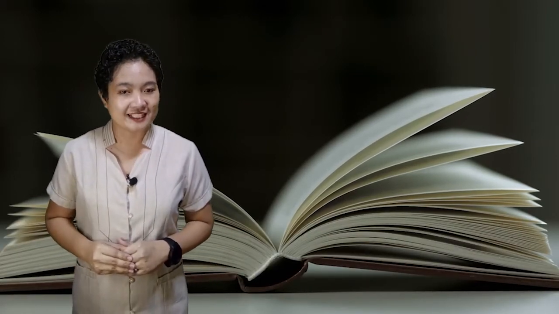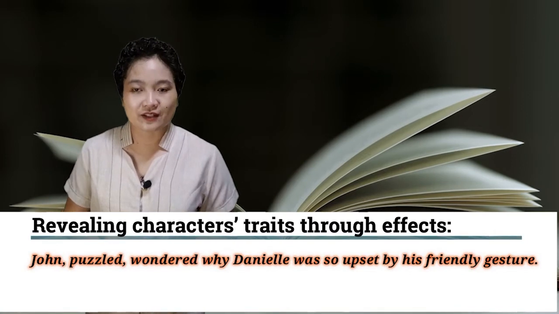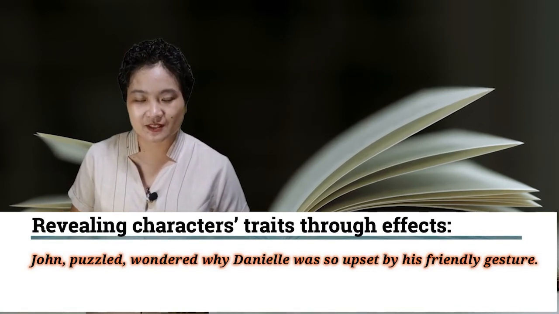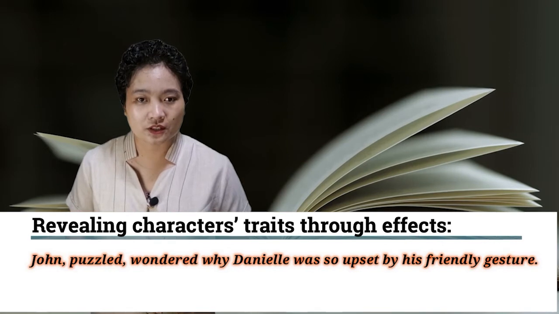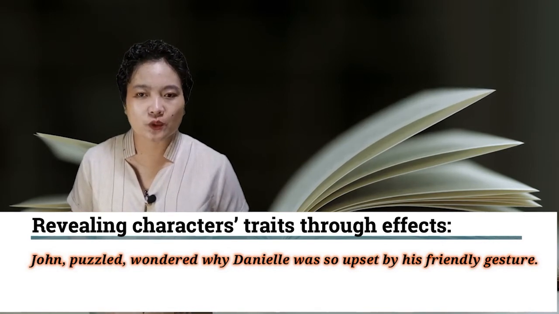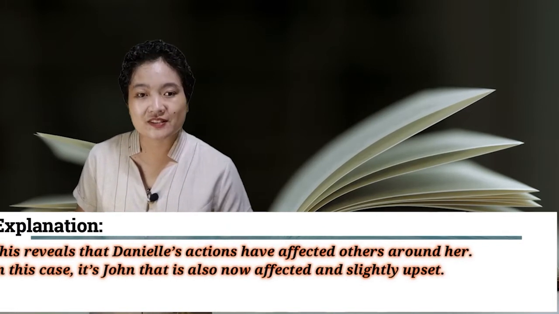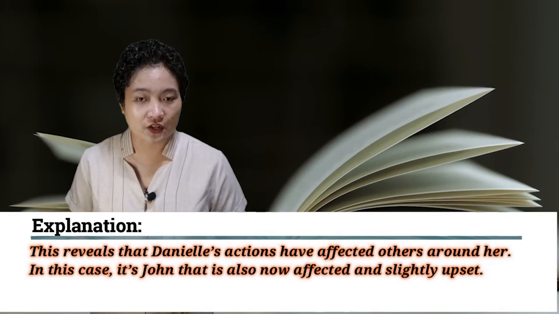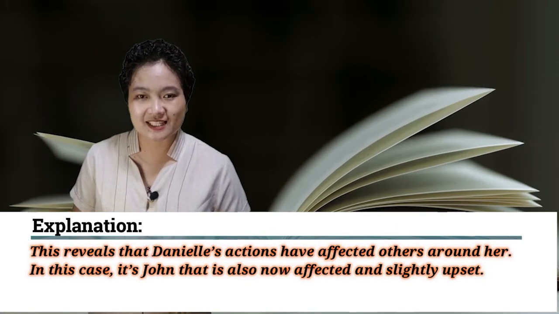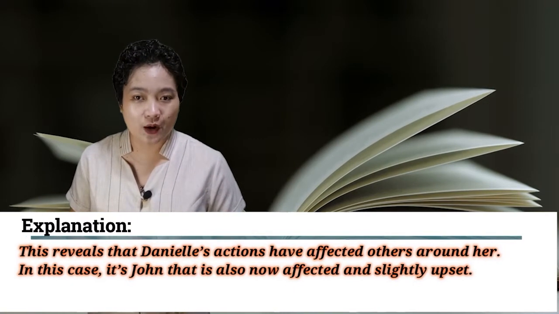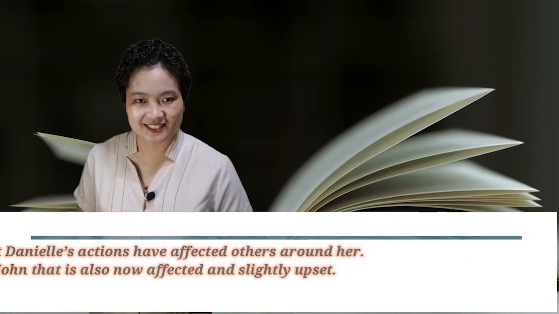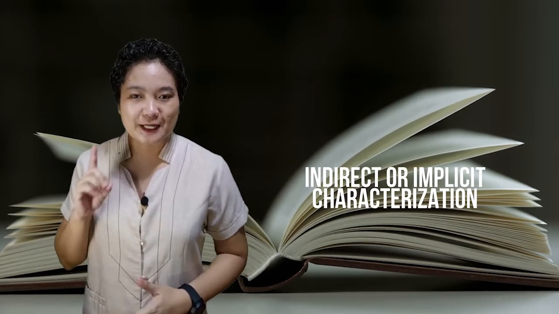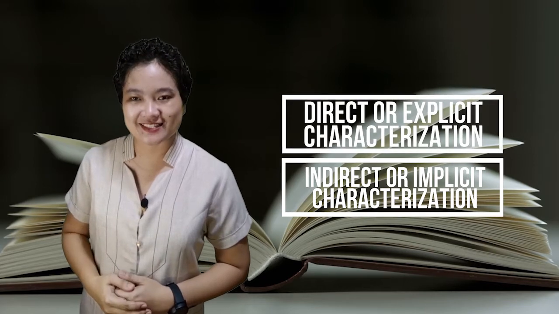Another example is revealing character traits through effects. John, puzzled, wondered why Daniel was so upset by his friendly gesture. This reveals that Daniel's actions have affected others around her. In this case, it's John that is also now affected and slightly upset. Now that is what characterization is all about. Remember, it's two types, implicit and explicit characterization.